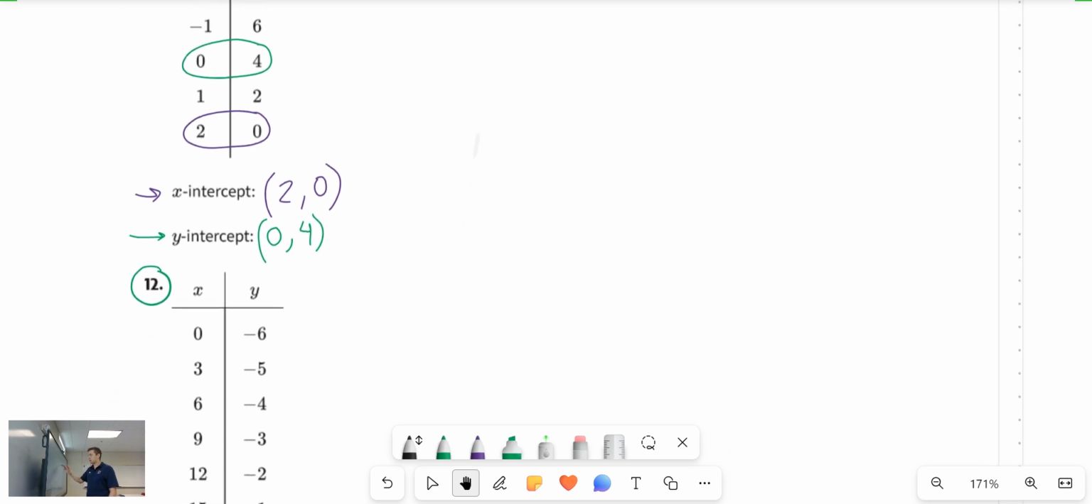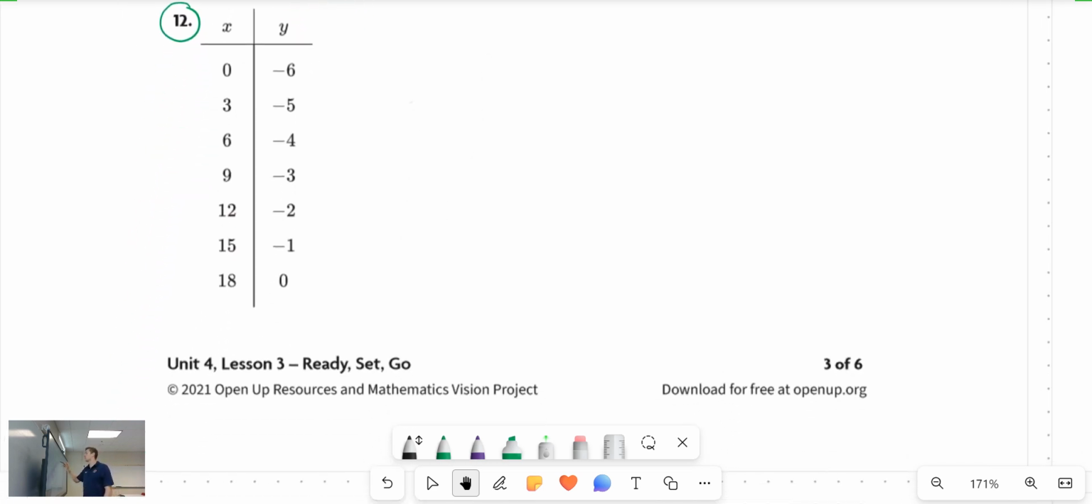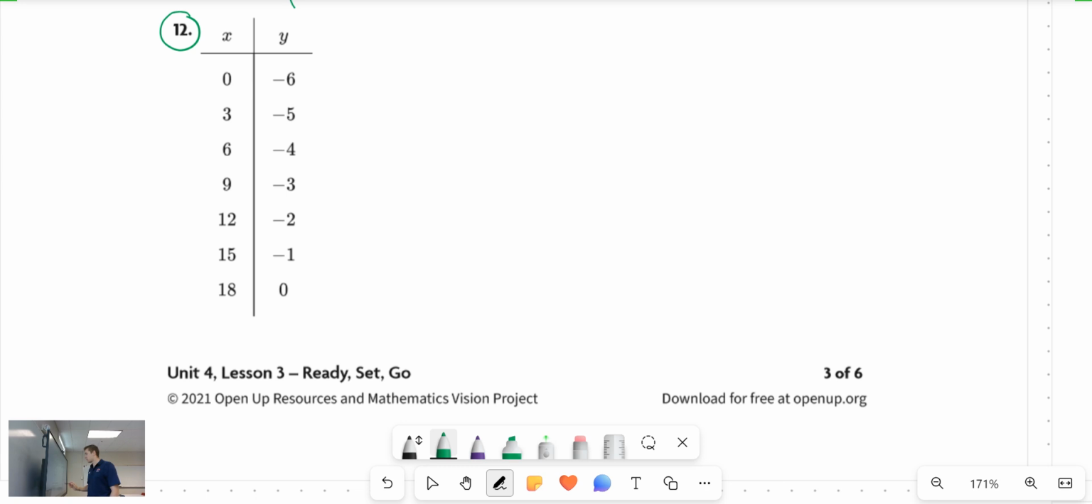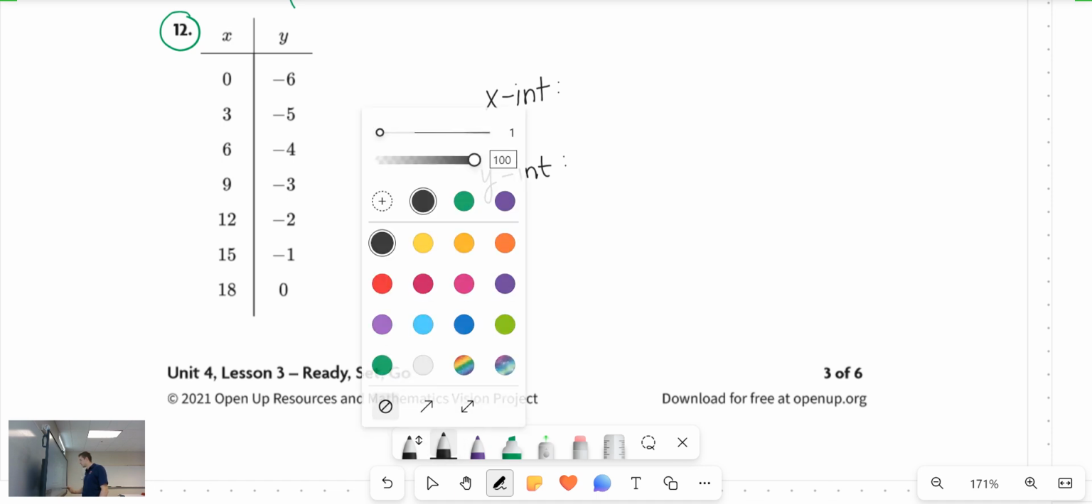Let's move on to the next one, number 12. Oh, it seems like the x and y-intercept slot is on the next page. So we will just write them here. The x-intercept and the y-intercept. There we go. All right, now we have space for those.